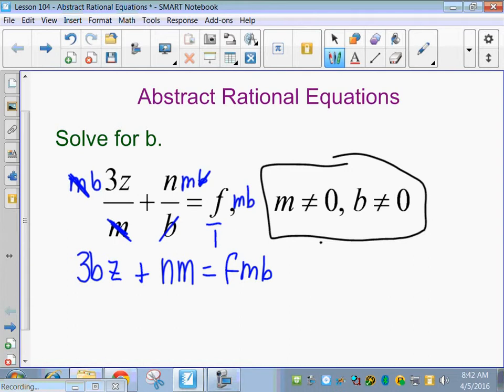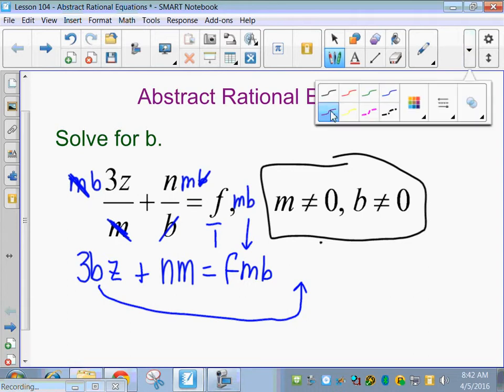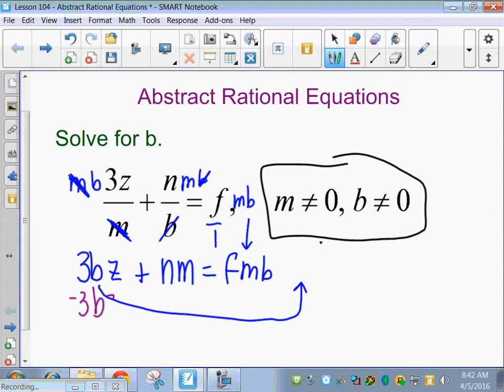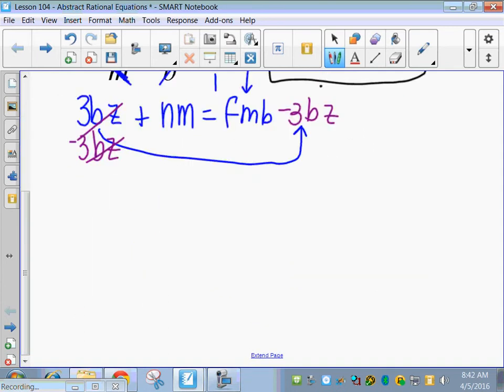The next step is to get all your b's on one side, anything that has a b in it on one side, and anything that doesn't have a b in it on the other side, right? So I already have b's on this side. All I need to do is move this one over here with its friends, okay, because it's also got a b in it. So I've got 3bz, and we're going to cancel it by subtracting 3bz from both sides. This goes away. So now I have nm equals fmb minus 3bz.